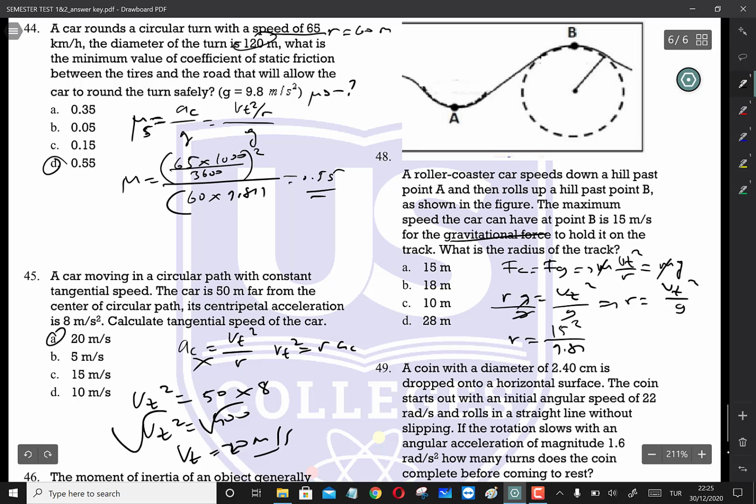Let's calculate it. 15 squared divided by 9.81, which is 23 meters. 23. Yes, one of the answers must be 23. That's to make it D. We can do D.